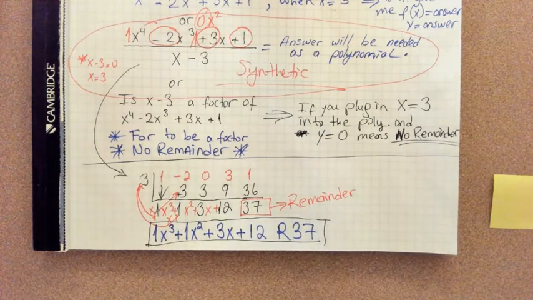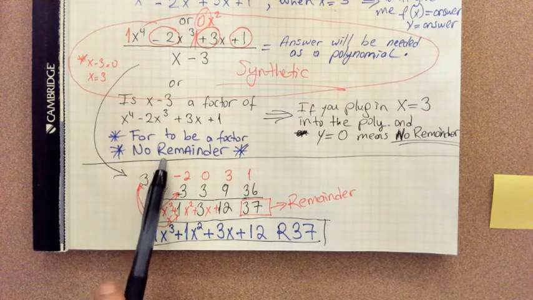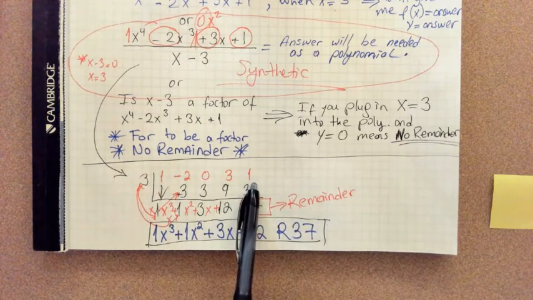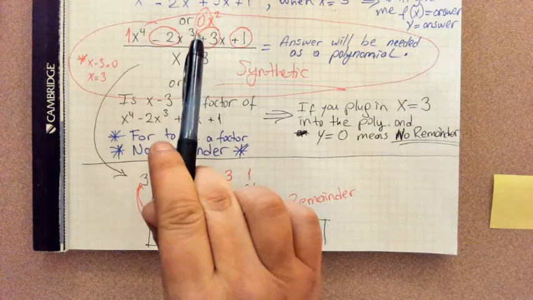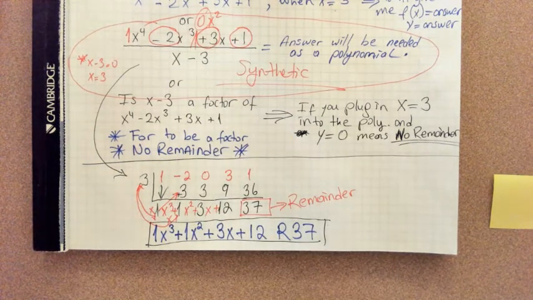So let's talk about how we do that, okay? Our polynomial is x to the fourth minus 2x to the third plus 3x plus 1 divided by x minus 3. Is it a factor or not? Once I put my 3 over here, I make this L, and then, as in pink over here, you see that I wrote all the coefficients, including my constants, in my polynomial.